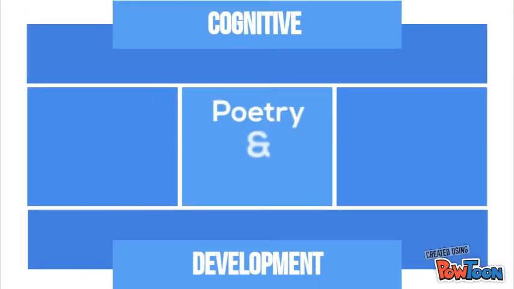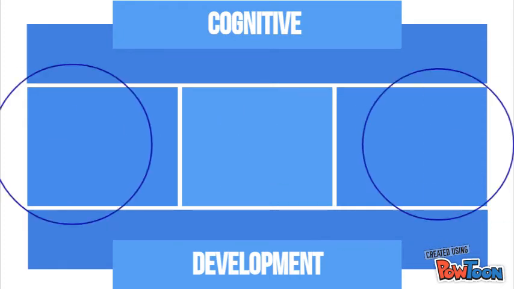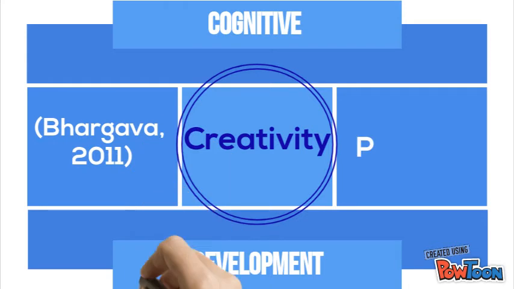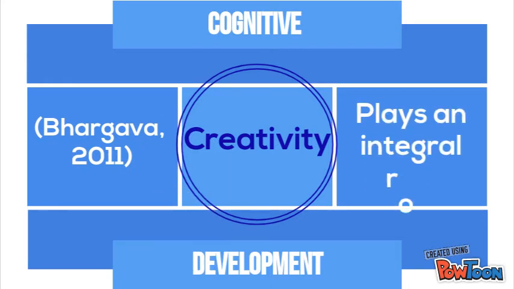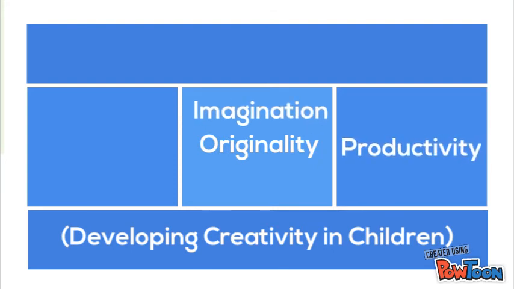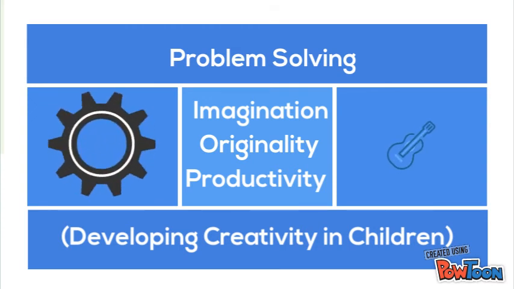Learning about poetry and music helps develop cognitive skills, specifically rhyming patterns and similar and different aspects of both. This is also a creative activity. According to Bhargava, 2011, creativity plays an integral role in developing a child's physical, emotional, and cognitive development. Creativity includes a number of components such as imagination, originality, productivity, and problem solving, developing creativity in children. This activity gives students the ability to use all of these different components.